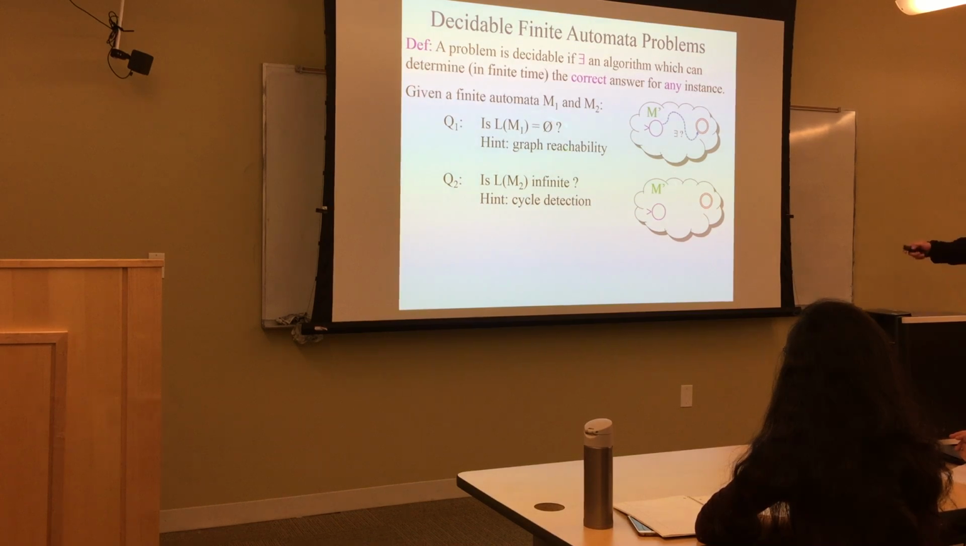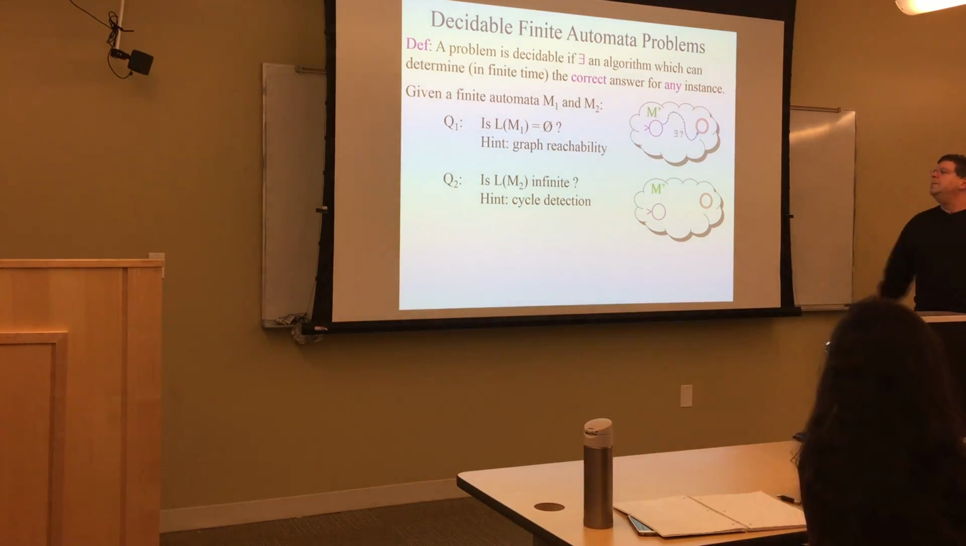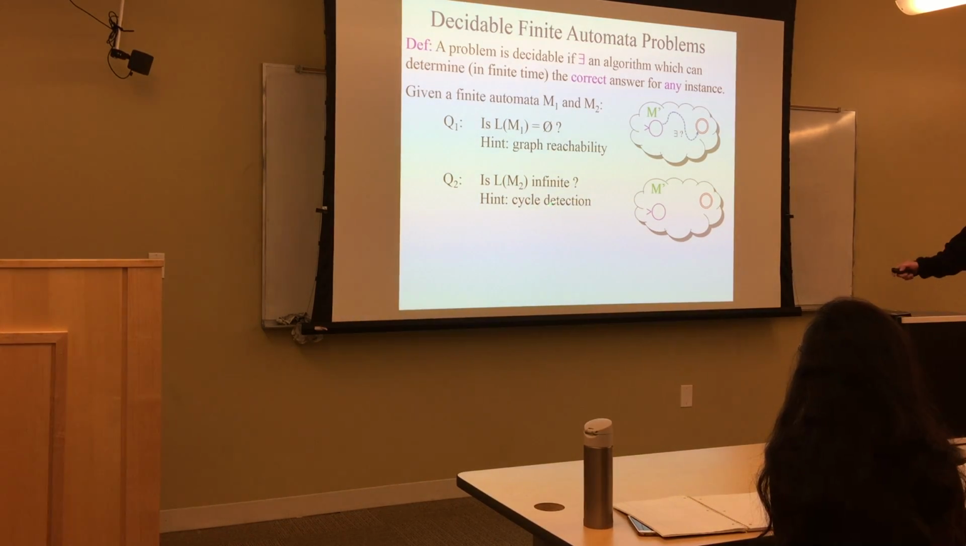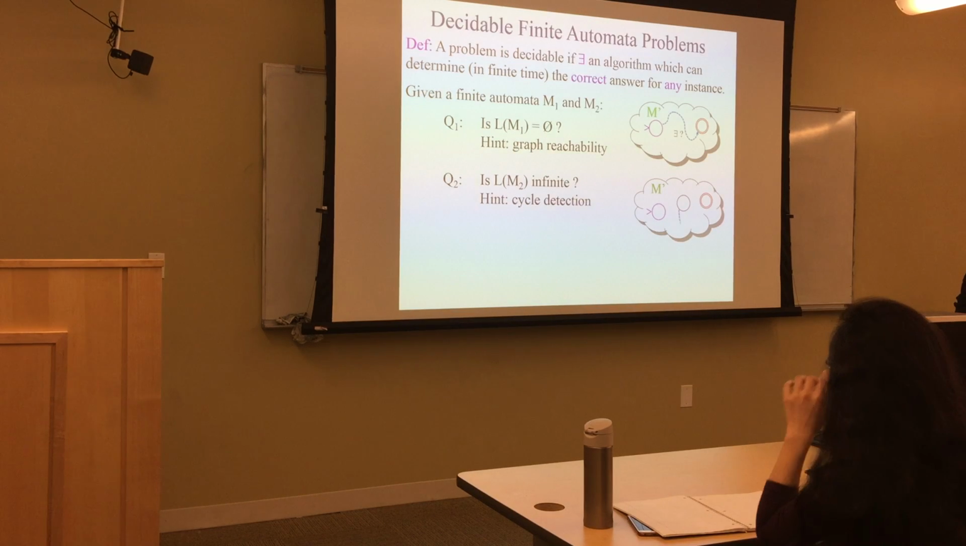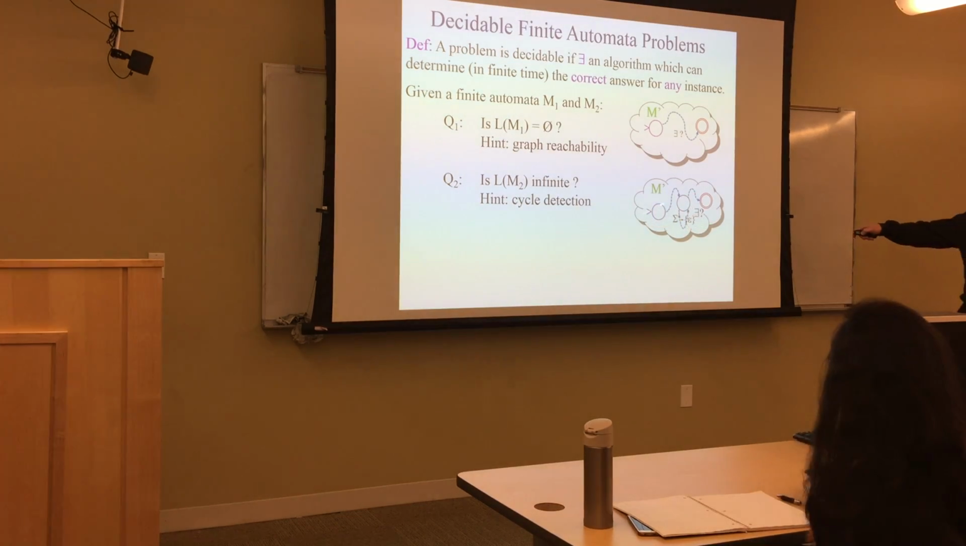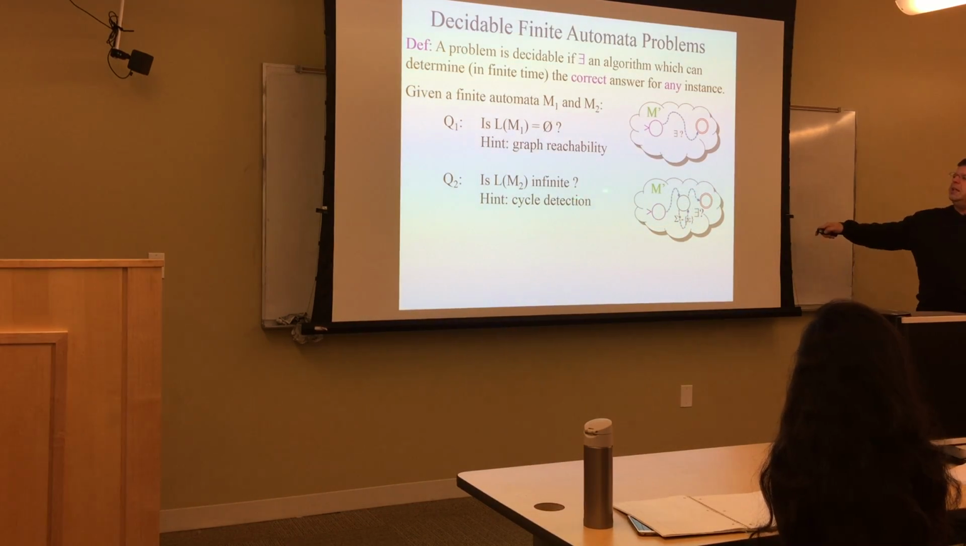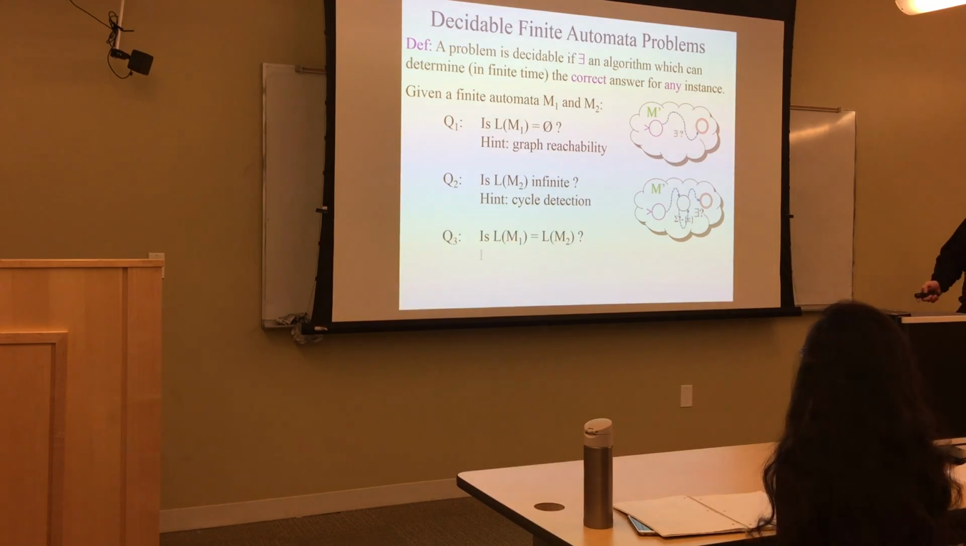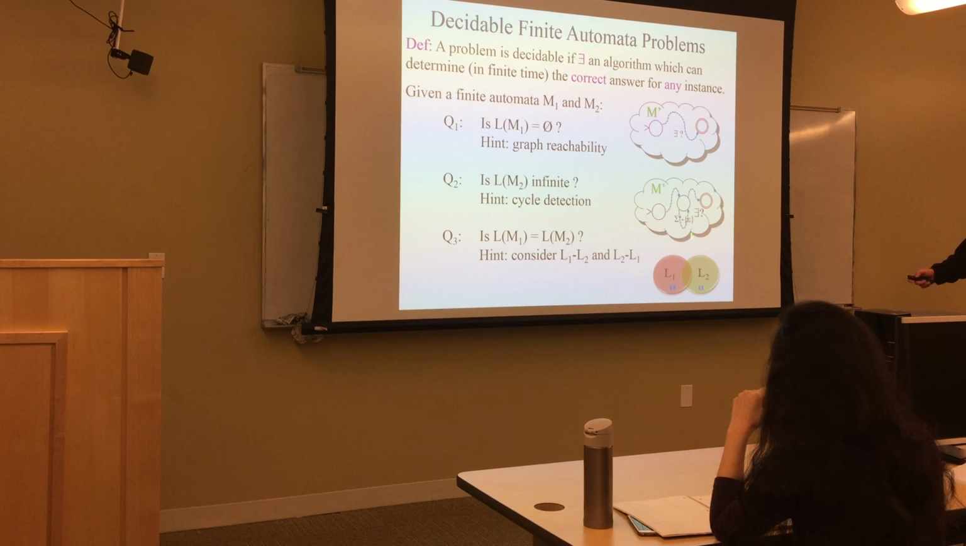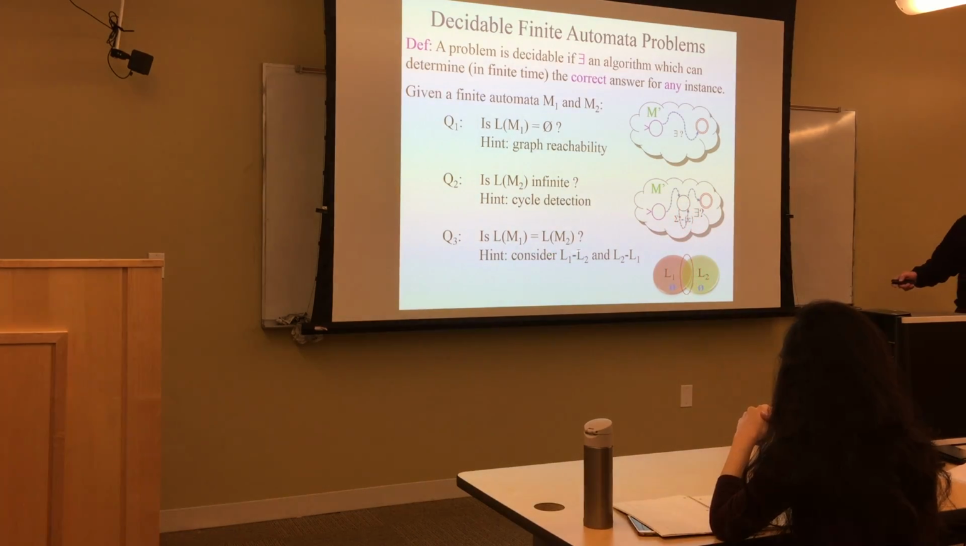problems. Whether the language of a machine is empty, we do that using graph reachability pretty straightforwardly. See if there's a path from the start state to a final state. And then the language is infinite if and only if there's some cycle from which you can reach a final state, and from the start state you have to be able to reach that cycle, and that cycle had better not be an epsilon cycle. Then the language is infinite.